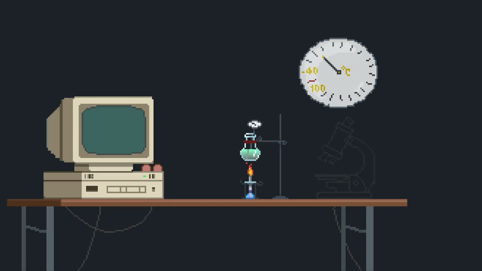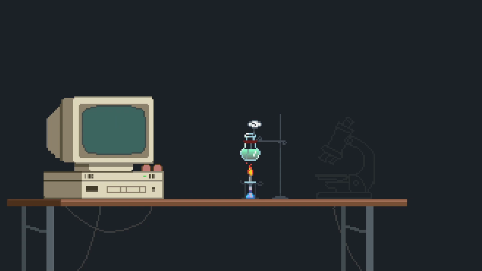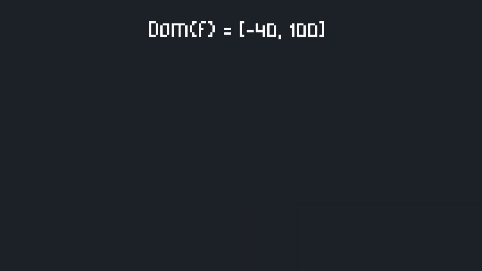The thermometer can only measure from -40 degrees Celsius to 100 degrees Celsius. Therefore, the domain of the function is dom(F) equals [-40, 100]. We use square brackets. This means the input values are all real numbers from -40 up to 100, including both endpoints. With all this information, let's find the range of F.